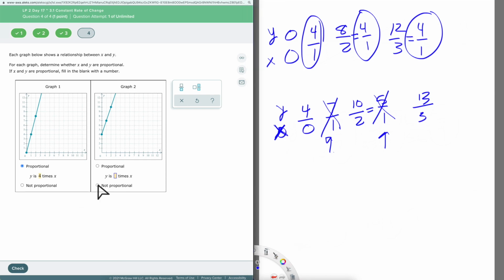So remember, proportional means I need to start at 0, 0. Then, as long as it's a straight line, it will be proportional if it's starting from 0, 0. So this one is a straight line, but it's not starting at 0, 0, so we don't call it proportional.